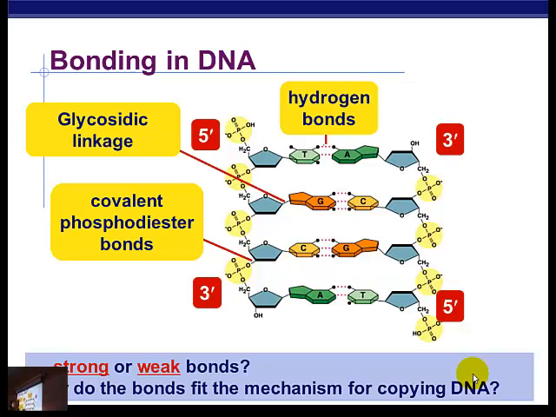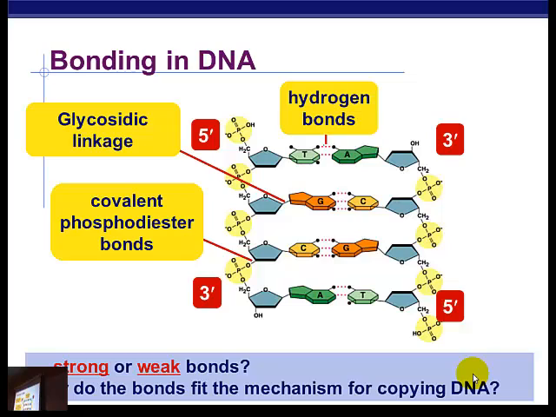Okay. This is your second nucleotide. So how are you connecting these two nucleotides together? Is it a strong bond or a weak bond? It's a strong bond. And then the hydrogen bond is weak.